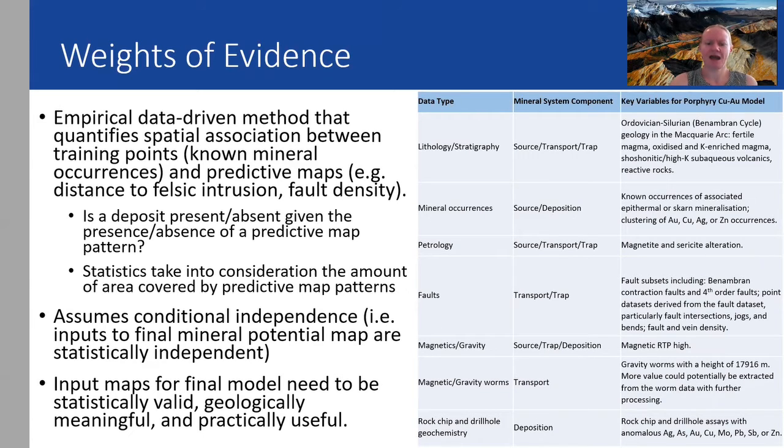And so you can see in this table here the different data types, how they relate to the mineral system and the key predictive variables for the porphyry copper gold model based on the weights of evidence statistics.